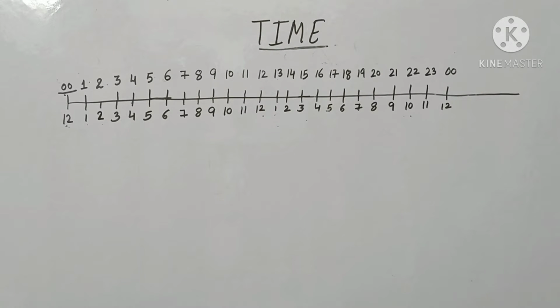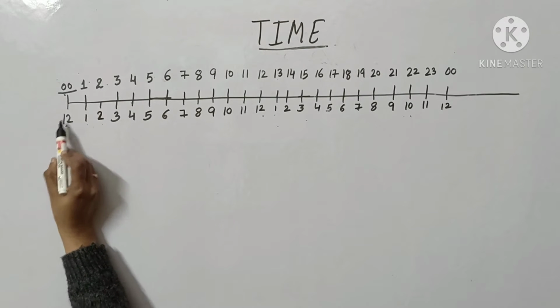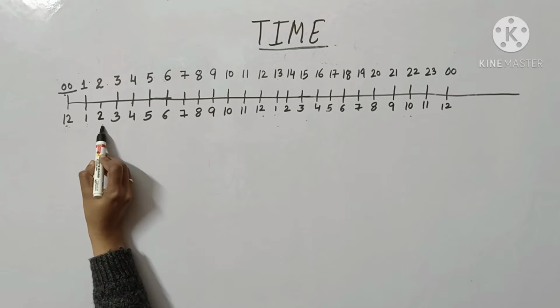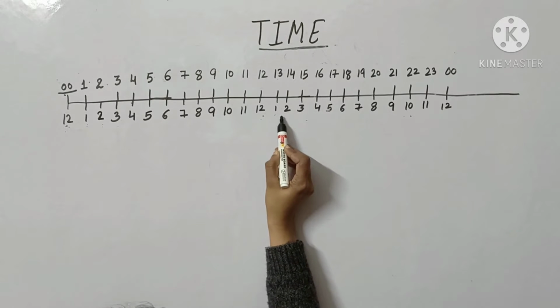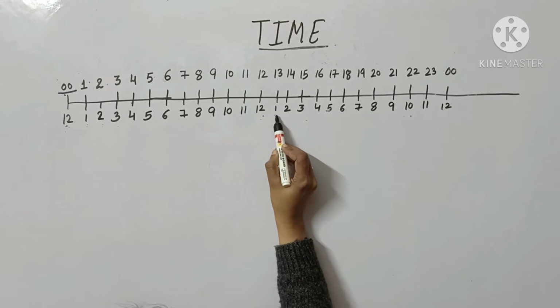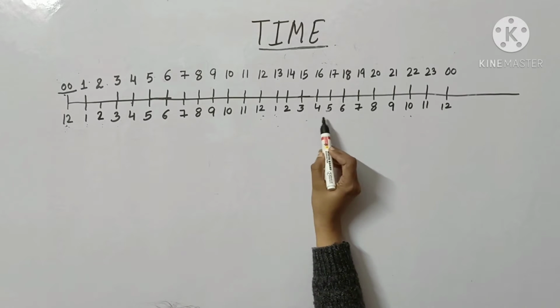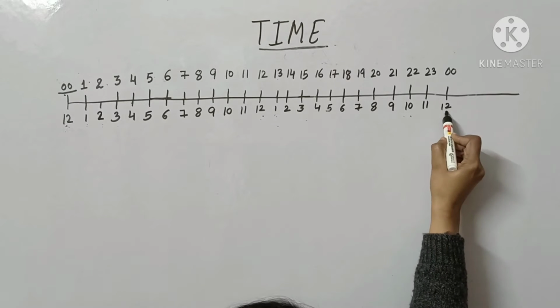Just now I told you that in 12-hour clock time, the hour hand goes round the clock twice a day. See, it starts from 12, then it will come to 1, 2, 3 and so on. Again it reaches 12 and then it resets itself. Again it will move and finally come to 12.